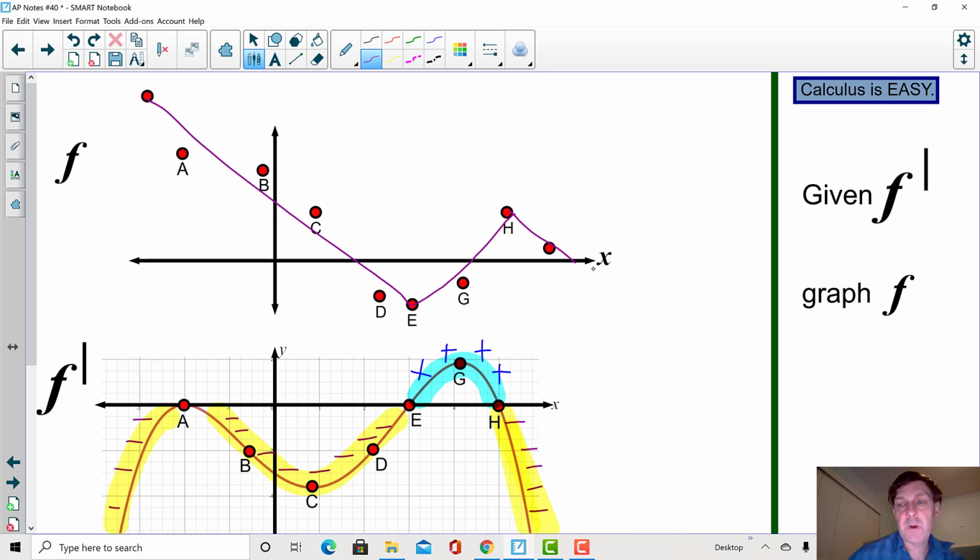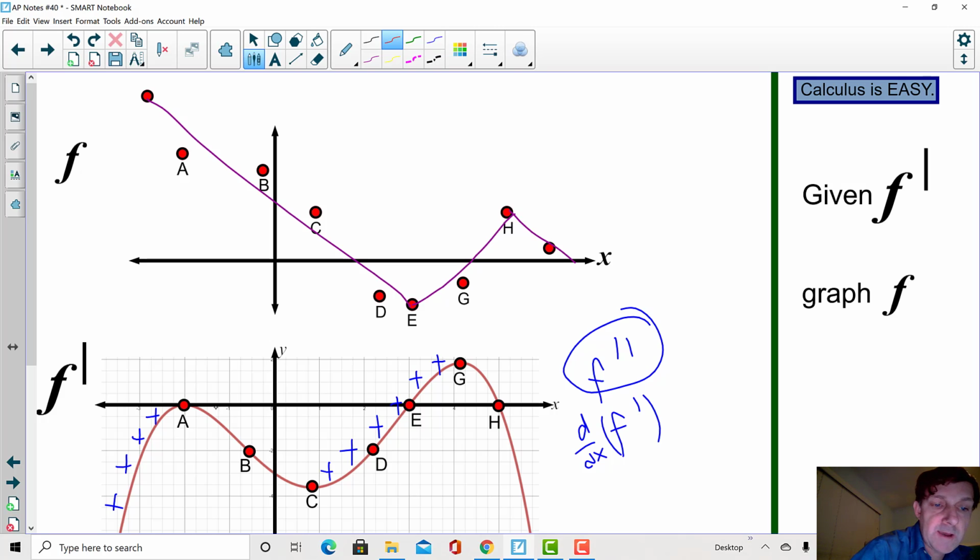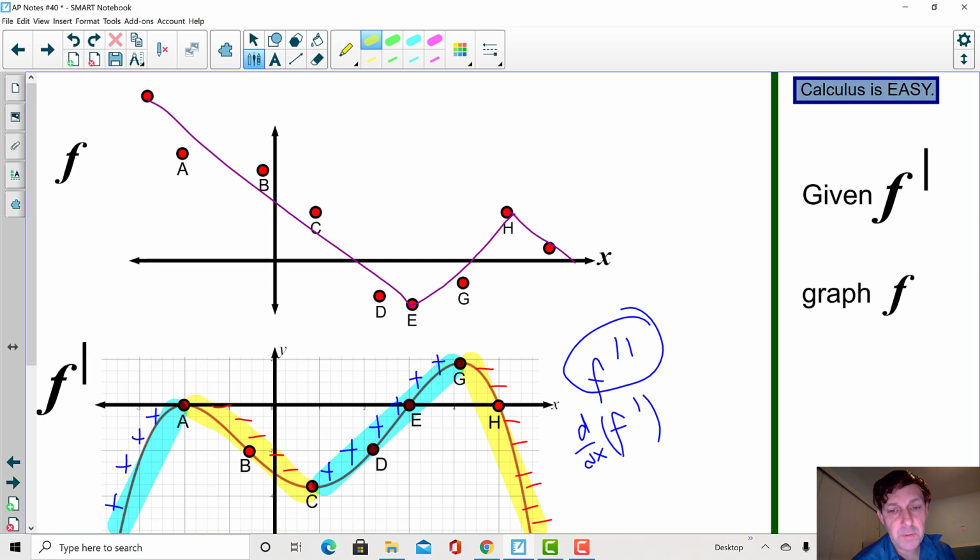The next thing we're going to do is add the concave up and concave down part. So to do concave up and concave down, you need f double prime. We don't have f double prime, but we do have f prime. So if we just do the derivative of f prime, that will equal f double prime. So the derivative of f prime is the same thing as the slope of f prime. So let's look at the slope of f prime. We have positive and we have negative. And that's because the slope is positive here and the slope is positive here. And the slope is negative here and the slope is negative here. So those pluses and minuses are the values of the second derivative.